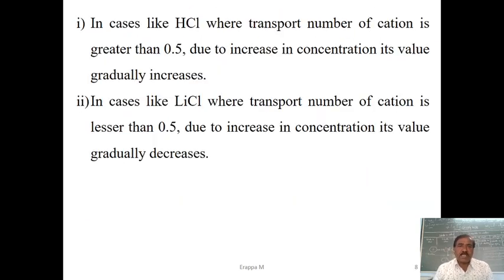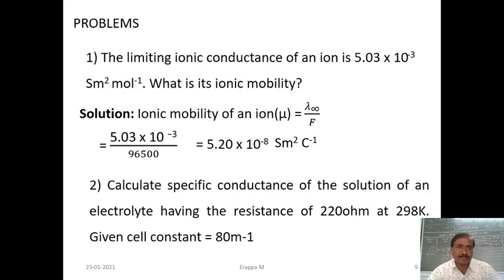In cases like HCl, where the transport number of the cation is greater than 0.5, due to increase in concentration, it gradually decreases. In case of lithium chloride, where the transport number of the cation is less than 0.5, due to increase in concentration, its value also gradually decreases.